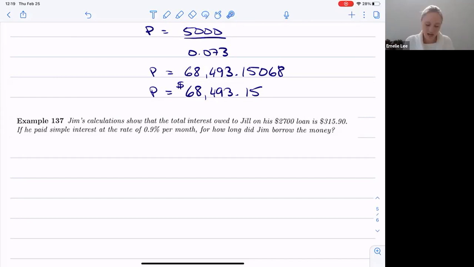It doesn't matter. Okay, so example 137. Jim's calculations show that the total interest owed to Jill on his $2,700 loan is $315.90, if he paid simple interest at a rate of 0.9% per month. Here's where I need you to react a little bit, because for simple interest, the rate has to be per year. If you go back to our definition for R, it has to be per year in my formula. So that's something I need you to react to.